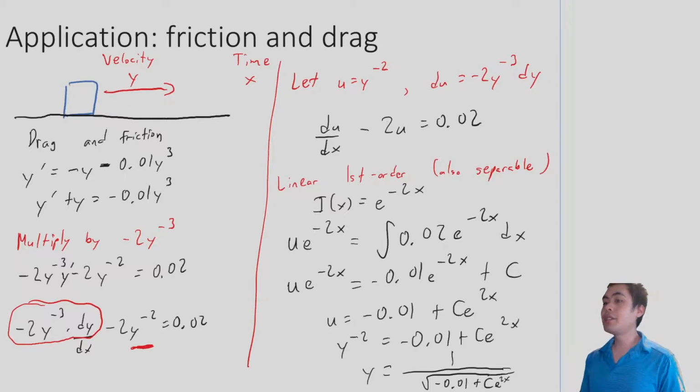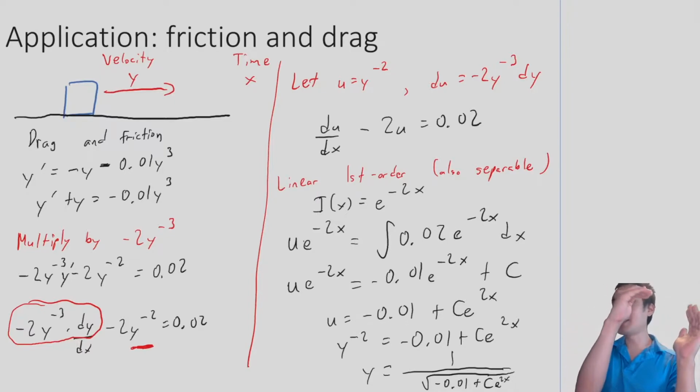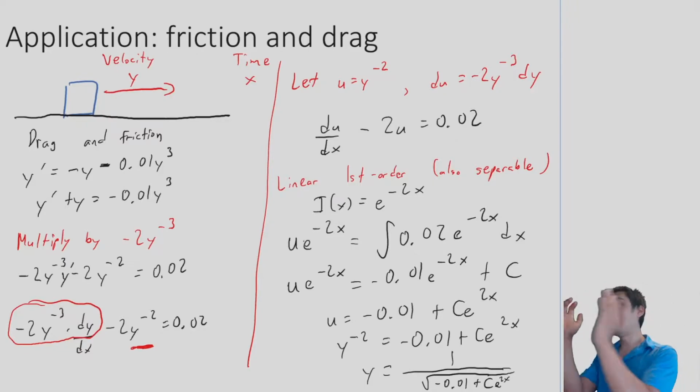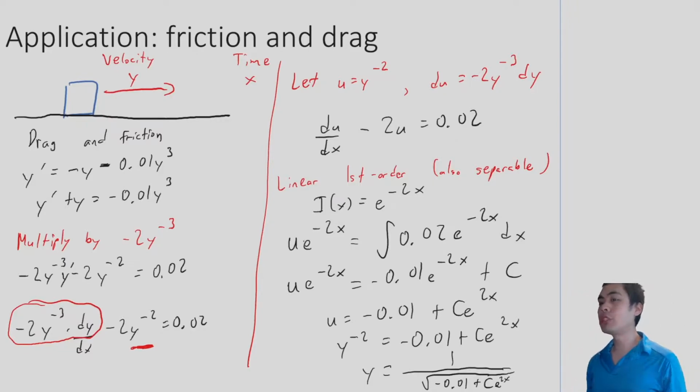Okay, and this here is now the velocity as a function of time. It's a little bit hard to see from this formula, but basically what happens is if you start with some positive velocity, friction and drag will slow it down. And this is saying exactly how much it slows down and what speed it's at as a function of time, based on this model of friction and drag.